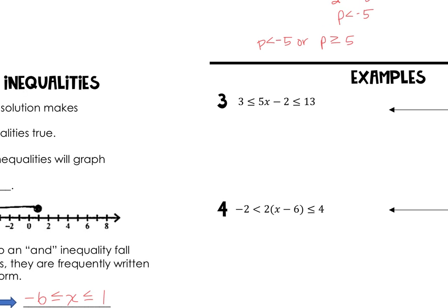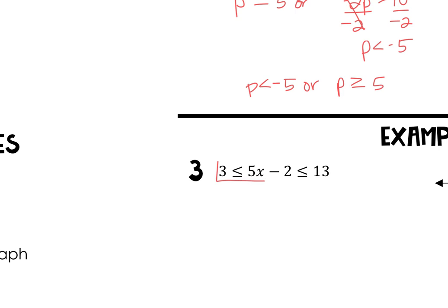we have 3 is less than or equal to 5x minus 2, which is less than or equal to 13. This is two different inequalities. So like this is an inequality and this is an inequality. So you could always break this up into those two inequalities and solve two at a time. You don't have to necessarily write this because I'm going to show you a quicker way. So you could break this into the two different inequalities and solve each one at a time.